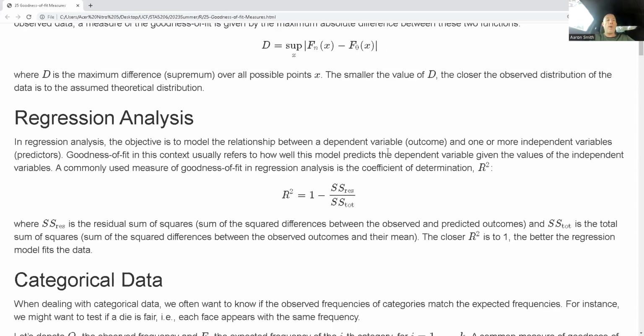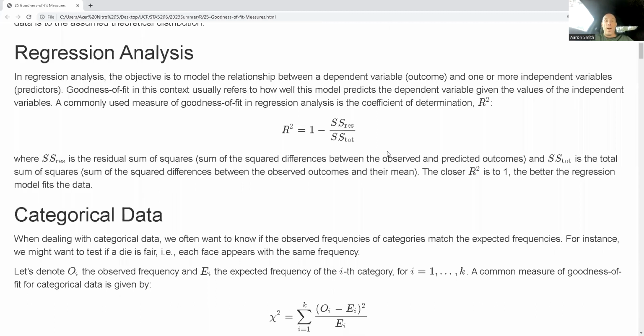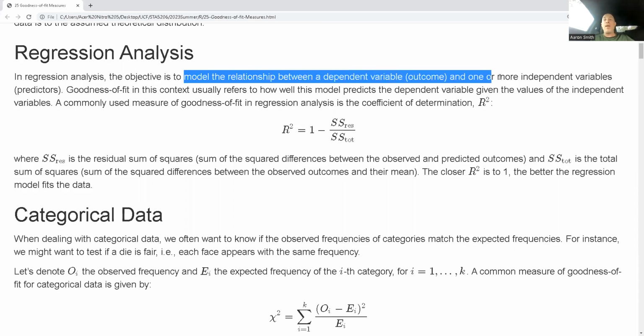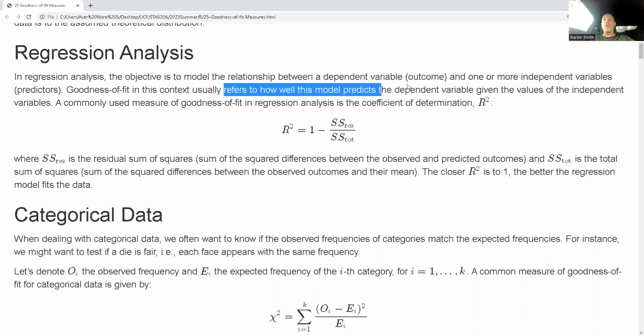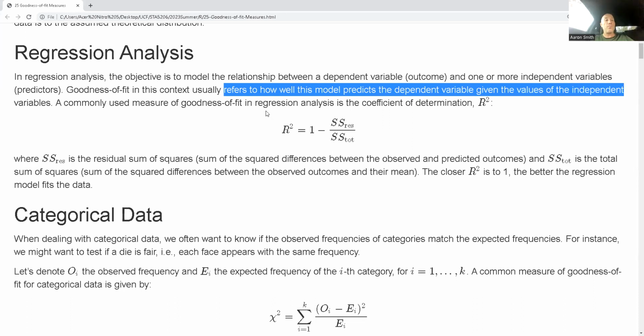Now, the next category is regression analysis. There are tons and tons of measurements, but first I'm going to kick it off with the most well-known one that we know and love, R squared. In regression analysis, the objective is to model the relationship between a dependent variable, the outcome, and one or more independent variables, our predictors. In a goodness of fit context, usually this refers to how well the model predicts the dependent variable given the values of the independent variables.